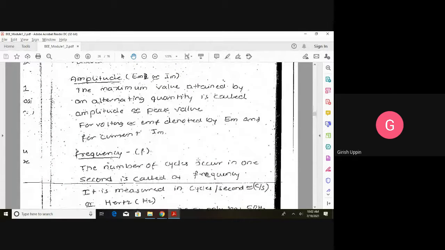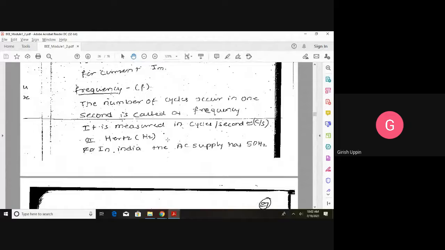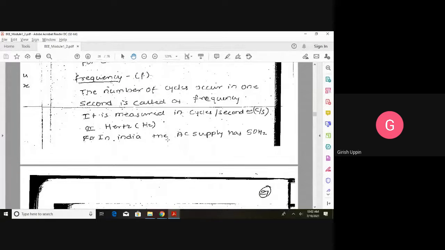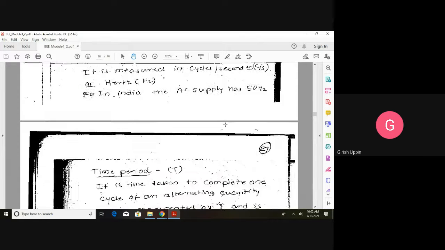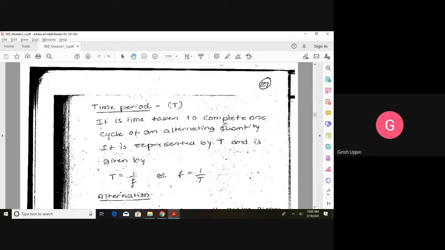And what is a peak value or the amplitude? The maximum value attained by the alternating quantity is called the amplitude or the peak value. We represent it as Em or Vm or Im. And what is the frequency? Every alternating quantity is associated with a frequency. The number of cycles that occur in 1 second is called the frequency, represented in the unit hertz or cycles per second. And in India, as you know, we have a frequency of 50 hertz.